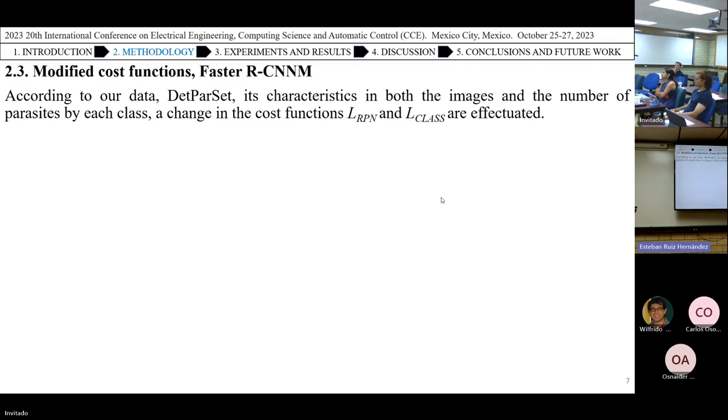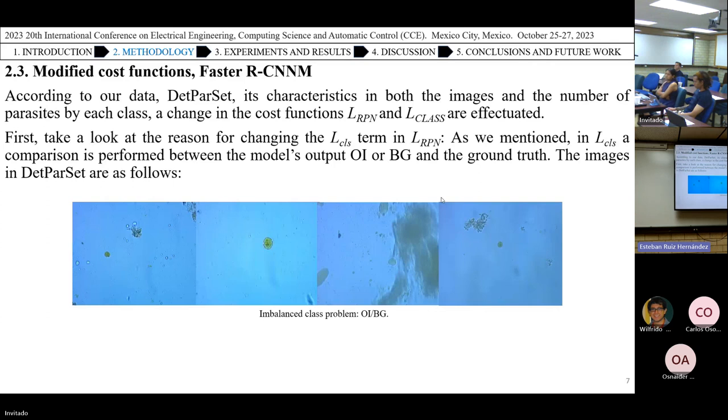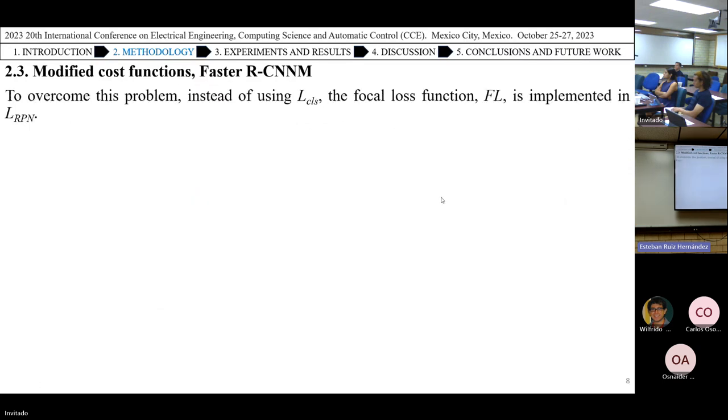So by saying this, now we go back to our data, because the changes in the cost function were made according to the data that we have. First, let's look at the reason why we change the term L_cls, that is the binary cross entropy, in the cost function of the RPN. Let's see our data again. We see that most of the pixels belong to the background instead of the object of interest. So it is very clear that we have an imbalance problem between object of interest and background. To overcome this problem, we change the cost function by using the focal loss function instead of the binary cross entropy.